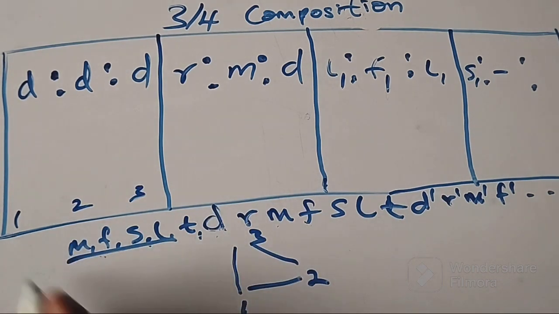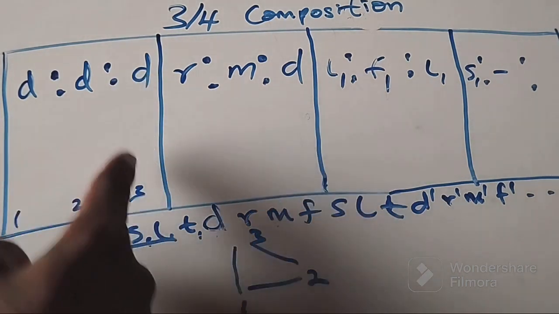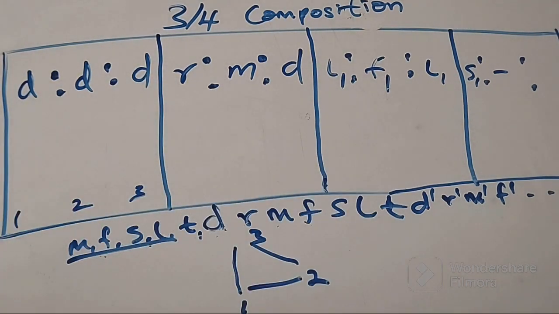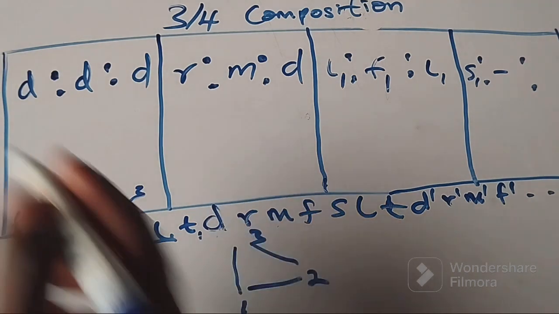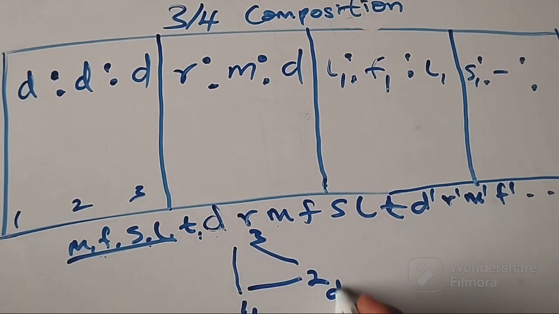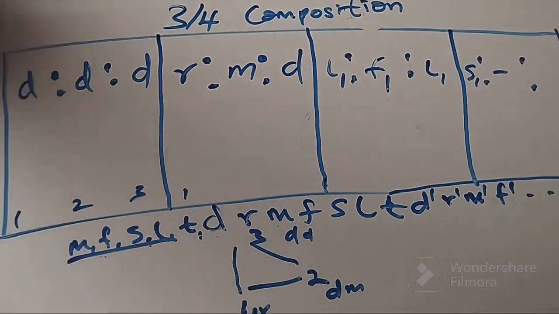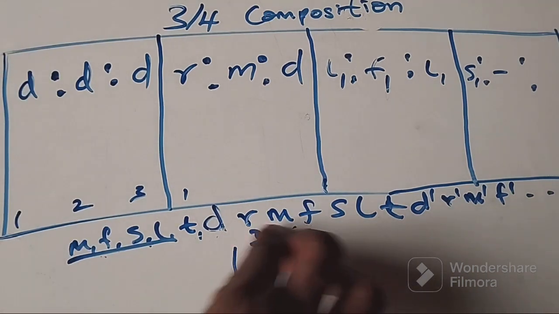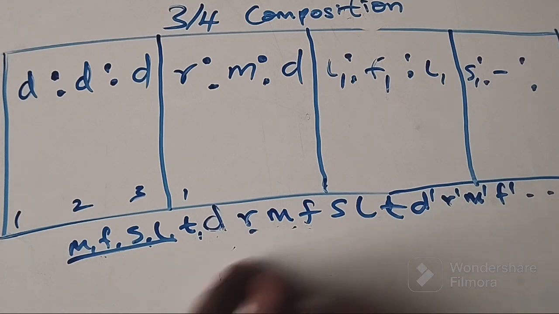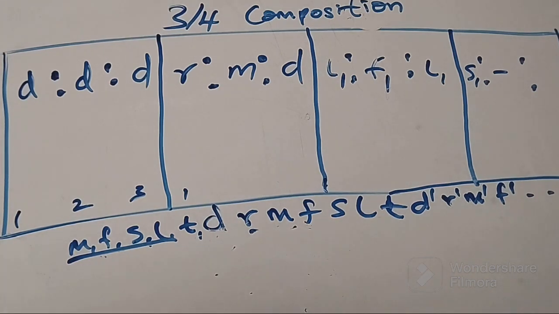So at the beginning, you bring down your hand and sing the beginning, and at the end you raise up your hand. So the beginning is do, the second one is do, and the third one is also do. In the second bar, the first one is re, the second one is mi, and the third one is do. So that is how to sing and compose 3/4 timing.